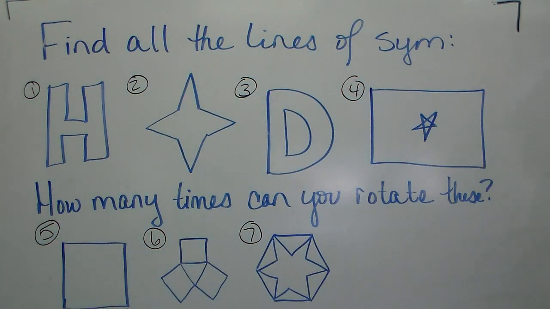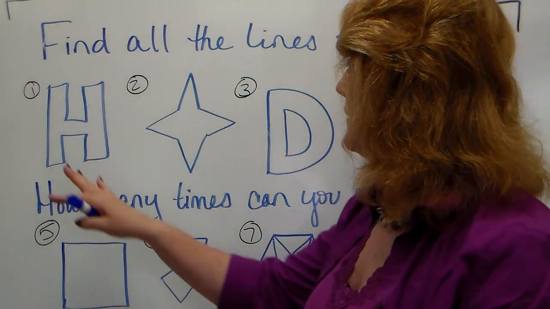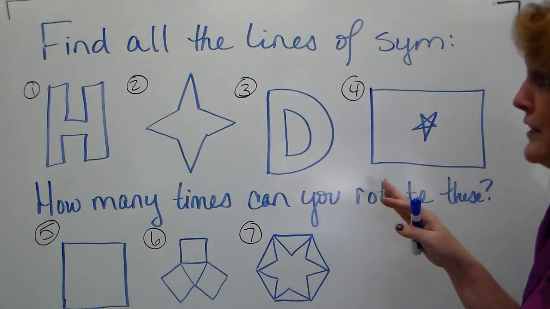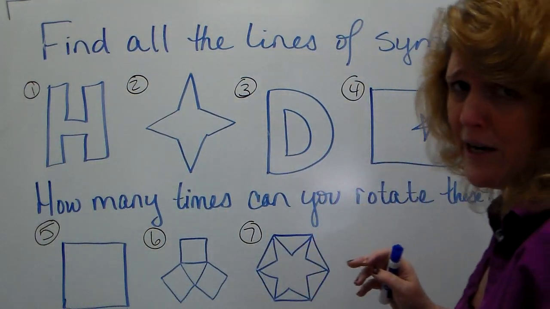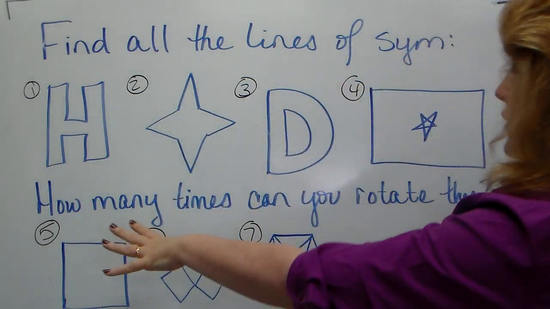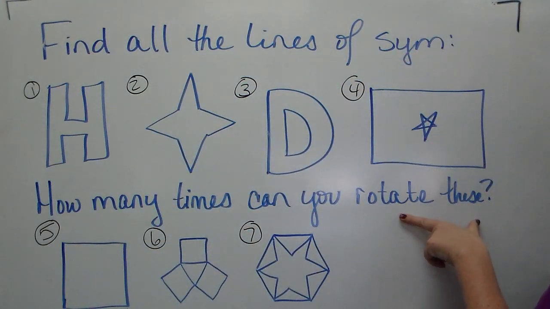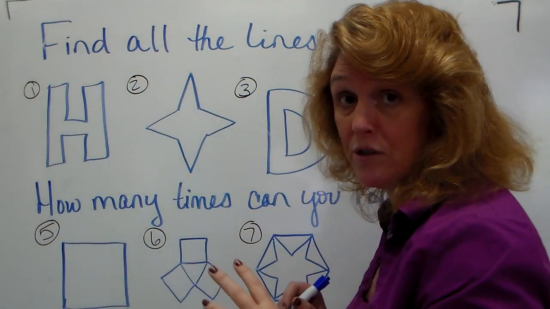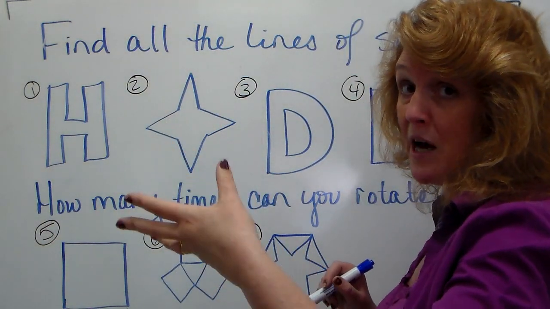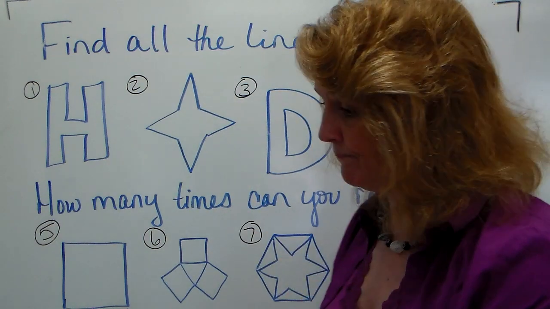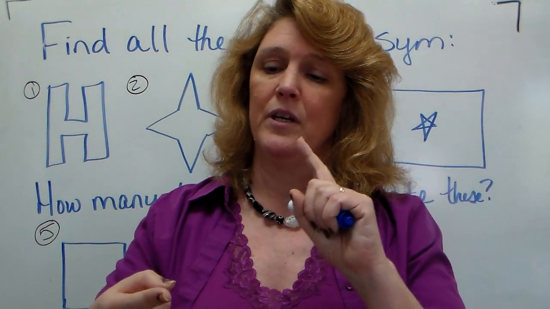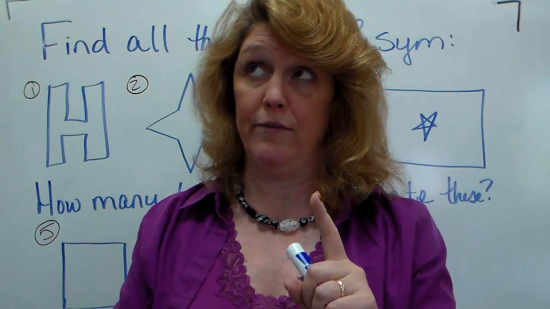So, your job is going to be to find all of the lines of symmetry in these 4, assuming I can draw straight. And for the ones on the bottom, how many times can you rotate these? So these are supposed to have rotational symmetry. Tell me how many times you can rotate them without going all the way around. Okay? And as always, stars near the easy stuff, which should be everything.